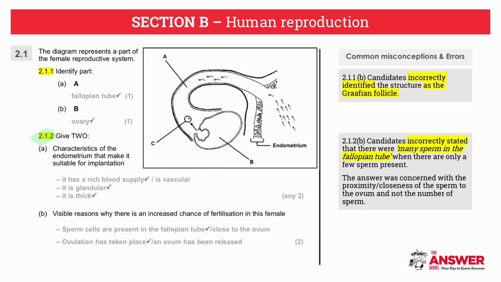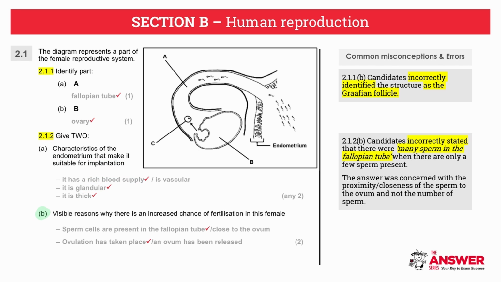So please note that this is showing the entire structure, whereas the Graafian follicle would have been something inside of B. Question 2.1.2: give two characteristics of the endometrium that make it suitable for implantation. The marking guideline provided marks for a rich blood supply, or the fact that it's glandular, and the fact that it is thick, which means that there's a nice thick layer to actually embed into. You only had to provide two of these, so any two would have been considered correct options.